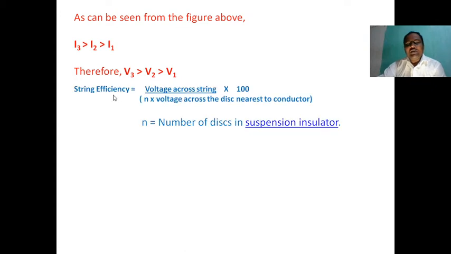String efficiency. Normally, how can we find out the string efficiency? String efficiency is equal to the voltage across the string divided by the number of discs in the suspension insulator times the voltage across the disc nearest to the conductor, into 100.